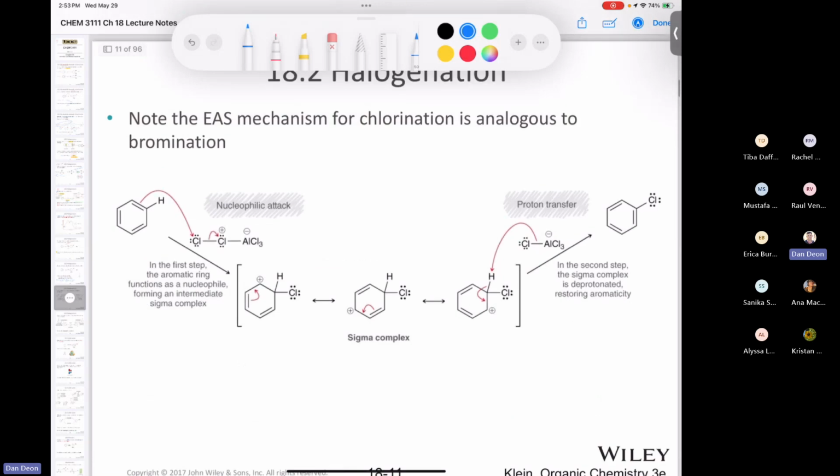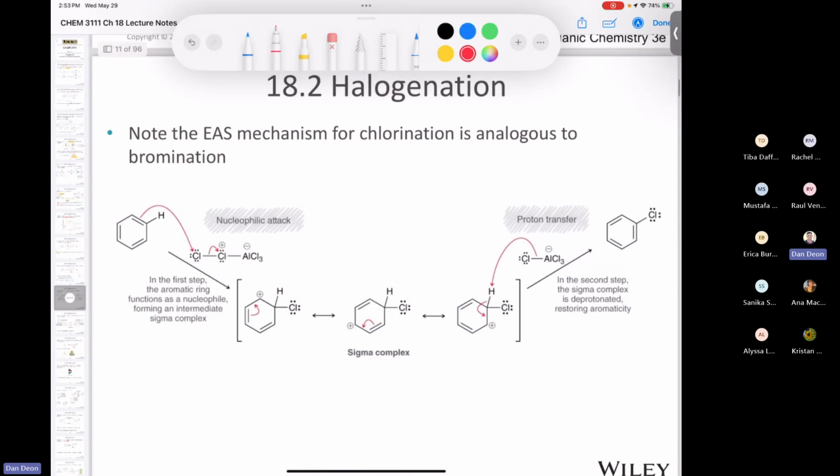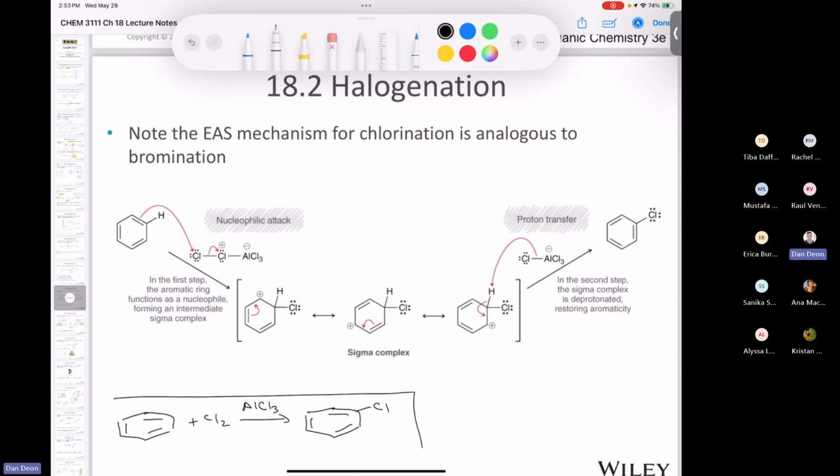All right, so if you want to look at the mechanism for the chlorination, remember what we had. Let's write it down just to be sure. We had benzene plus chlorine, and then we had aluminum chloride, and we formed chlorobenzene like this. So this is just the mechanism for the reaction. Again, all you would do is replace your iron with aluminum and your bromine with chlorine from the mechanism that we were looking at 5 minutes ago.